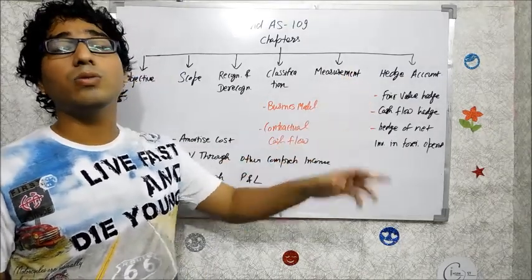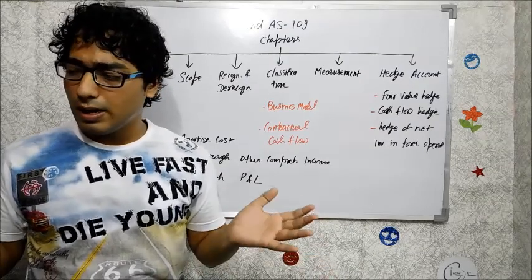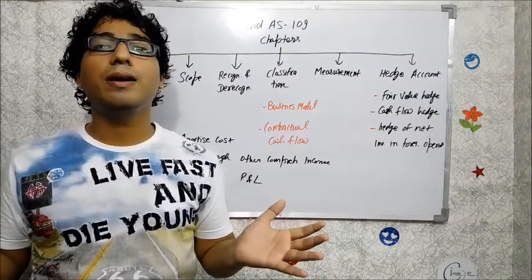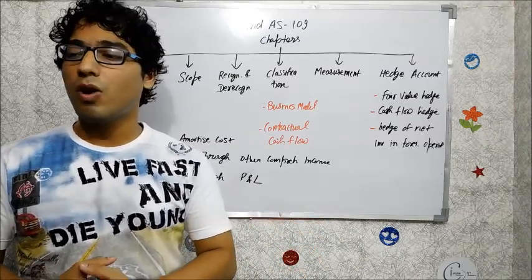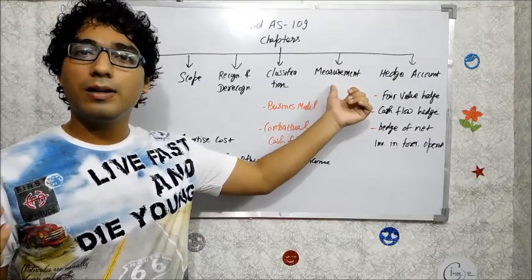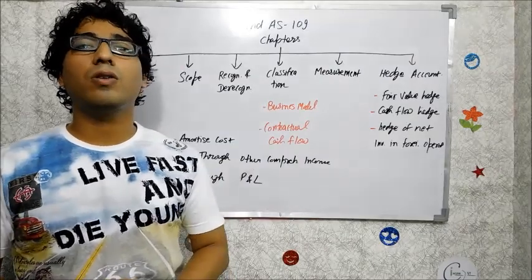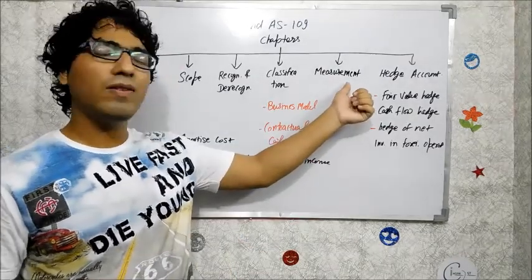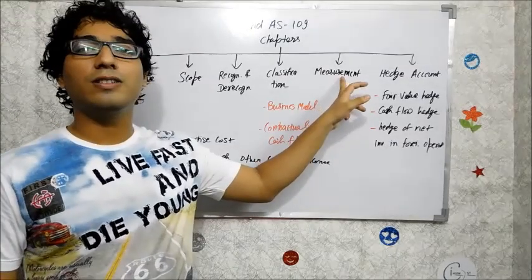And in measurement there is also the concept of impairment. When you think your asset or liability is not in a position to receive the cash flow, or the obligation to give the cash flow, then you also have to calculate the impairment loss or gain. We will discuss it in a separate video.